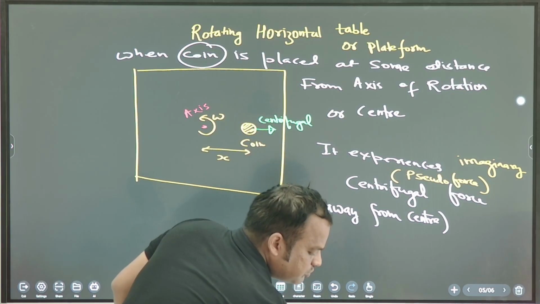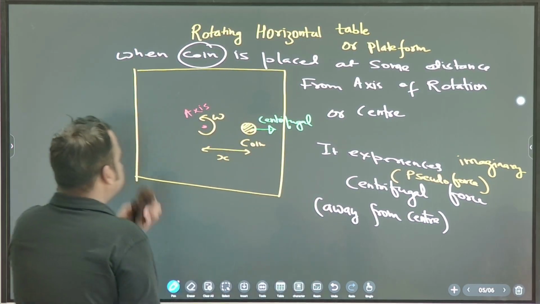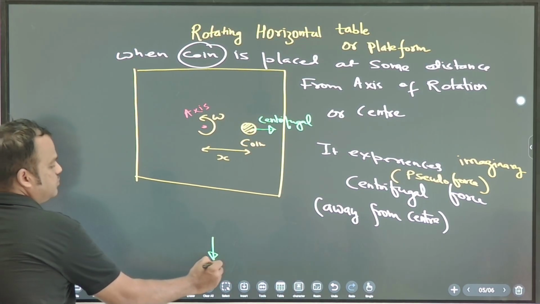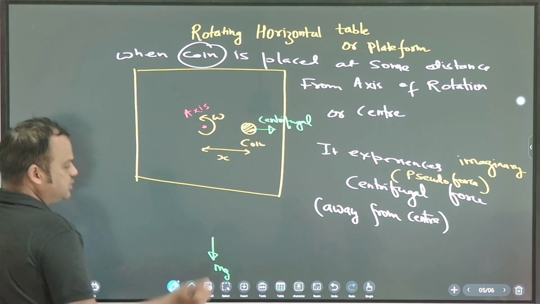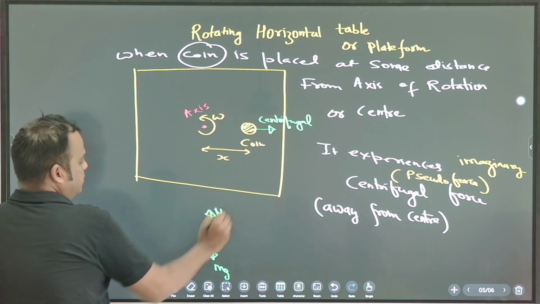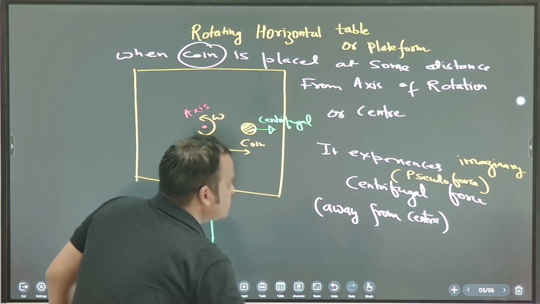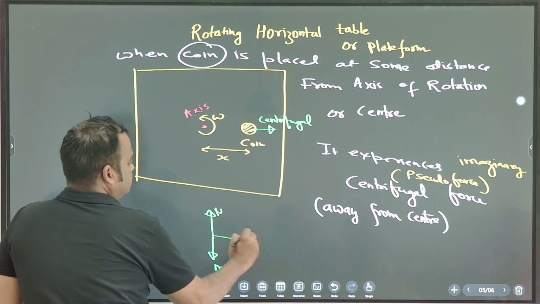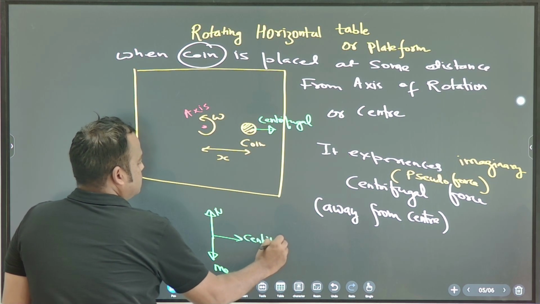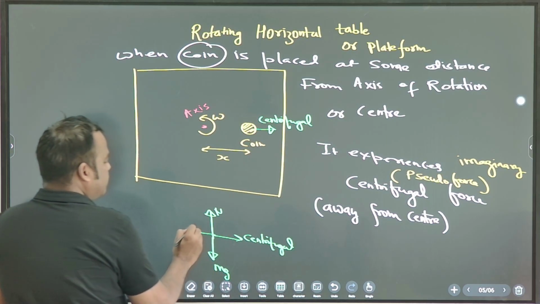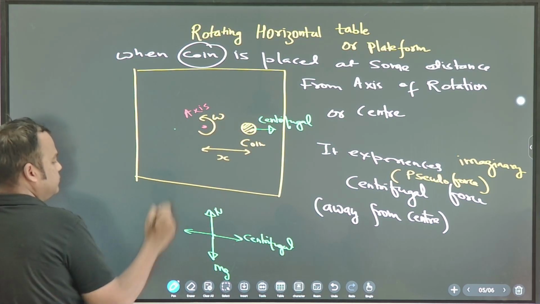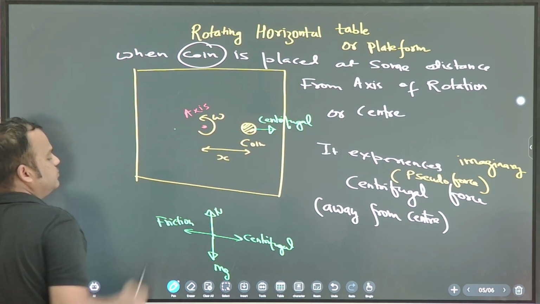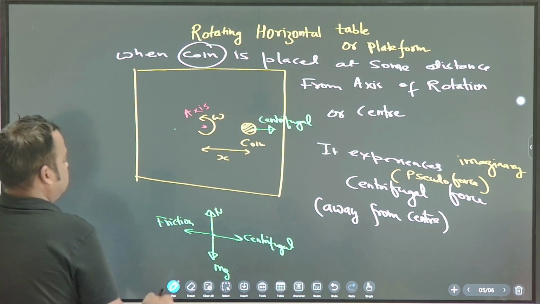Now what is the downward force? mg. Upward force, normal. And this way, what is the force? Centrifugal force. So towards the center, what force will act? Friction. Towards center, friction. Okay, note down.